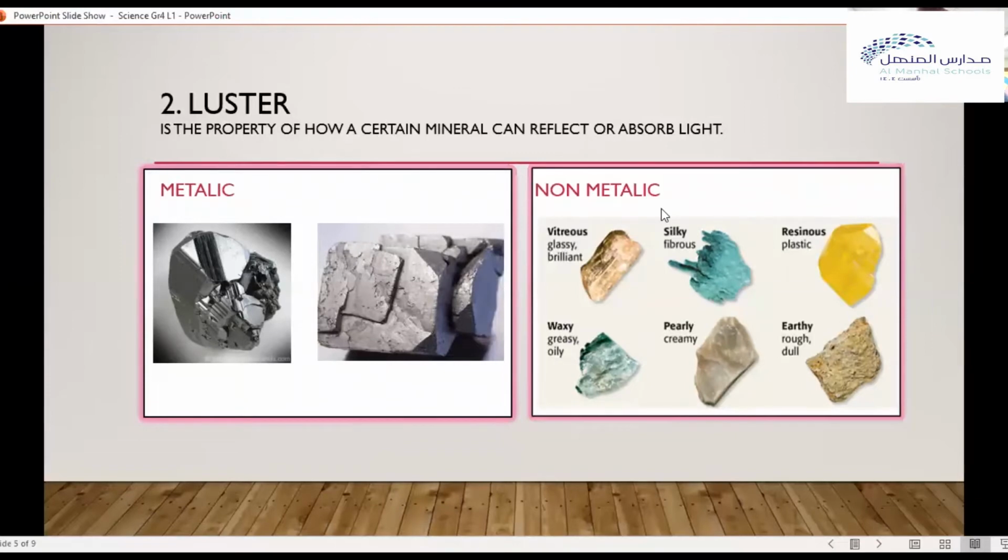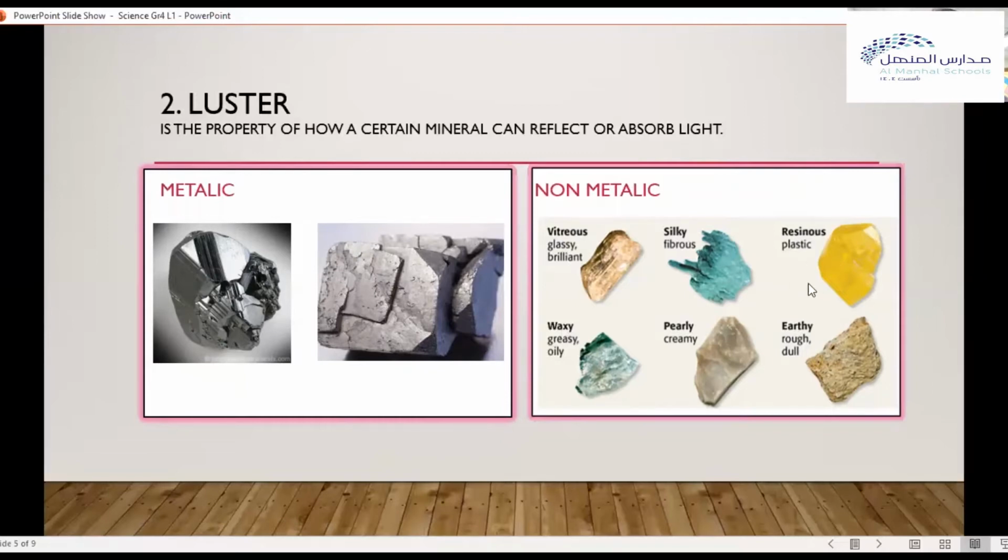Non-metallic minerals are classified in 6 different ways. You get the vitreous, silky, resinous, waxy, pearly, and earthy-like minerals. So vitreous is glassy, brilliant. Like quartz, it is very glass-like. We all know what a glass feels like. It can shatter very easily.